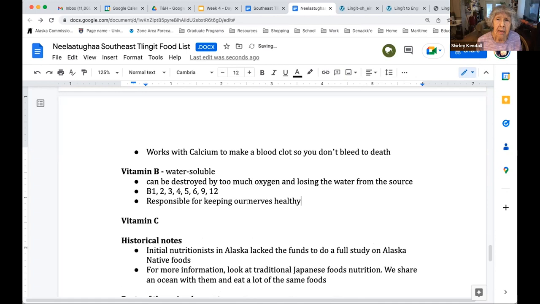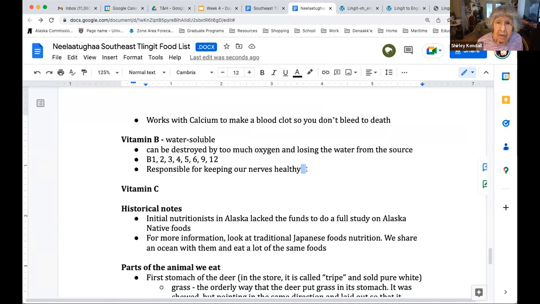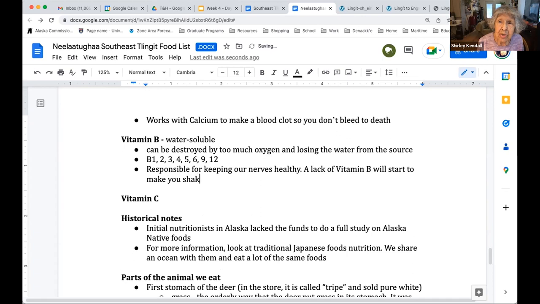I've talked to some people that say, oh, I put myself on a diet and I quit eating bread and cereal, but I'm so nervous, I can't hardly keep still. That's what happens if you quit taking vitamin B. You will start getting shaky and nervous. So be careful in planning a diet. Make sure it's one that is well established.